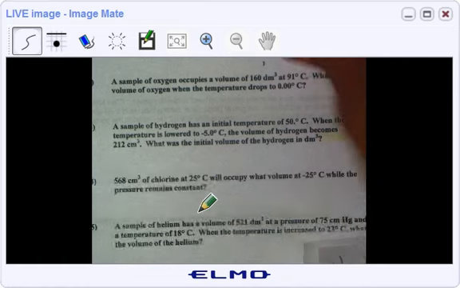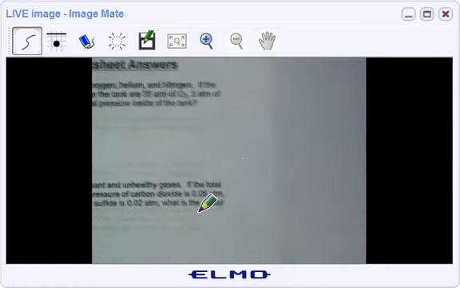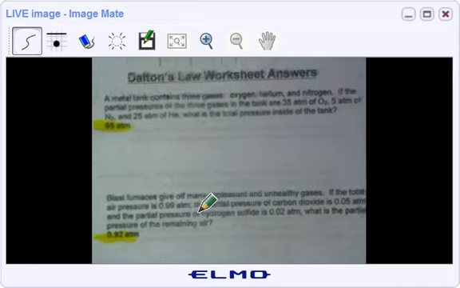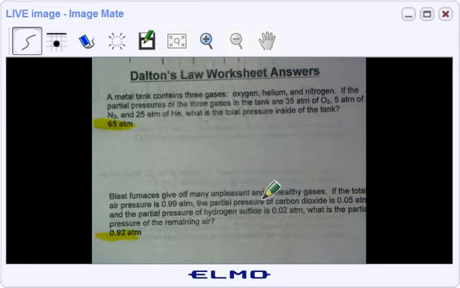And on the back side, it's pretty self-explanatory. Like I said, the answers are there in bold. Just show me your work. Just turn the worksheet in when you're done.